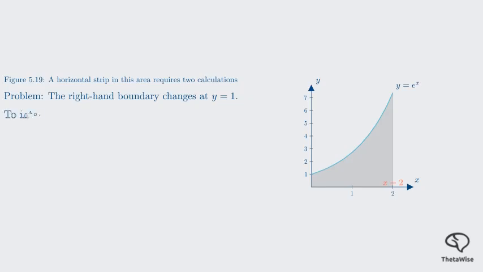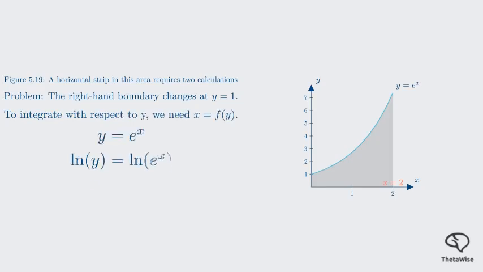To integrate with respect to y, our functions must be written in terms of y. That is, we need x equals f of y. The equation of our curve is y equals e to the x. To solve for x, we would have to take the natural logarithm of both sides, giving us x equals the natural log of y. While this is certainly possible to integrate, it adds a layer of complexity we might want to avoid. The goal is to make the problem as easy as possible.